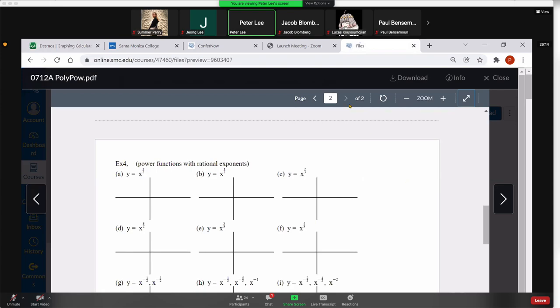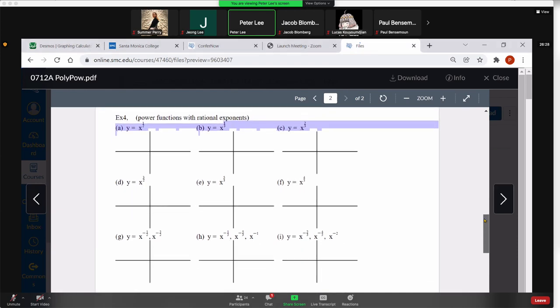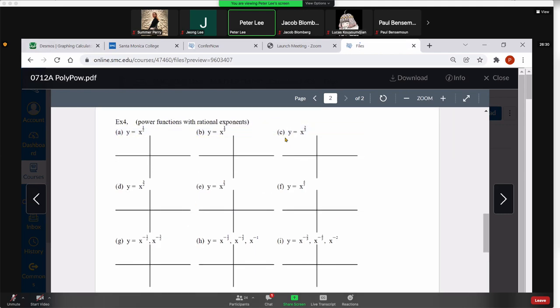Okay, we are back to section 1.2. Again, all the equations you see in example 4 are not just random problems. This is an example that represents the nine classes of our functions with rational exponents.